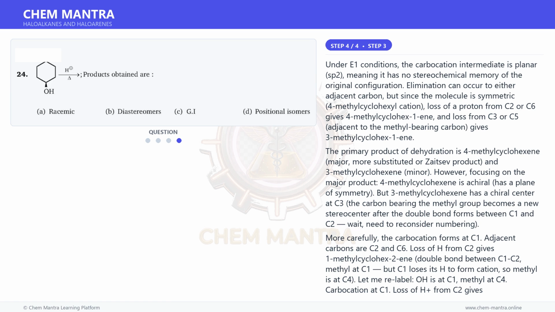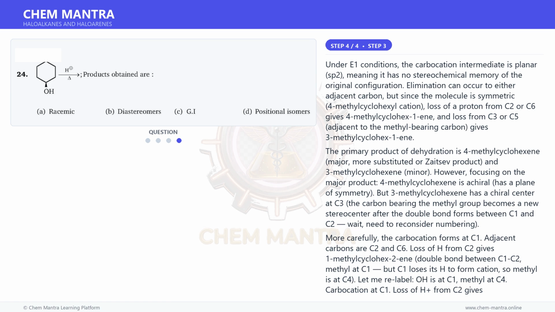Therefore, the products obtained from this acid-catalyzed dehydration are a racemic mixture of enantiomeric alkenes, where stereocenters are generated, because the carbocation intermediate destroys the original stereochemical information and deprotonation is non-stereospecific, giving equal R and S products.